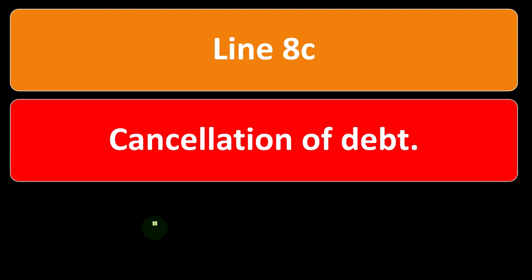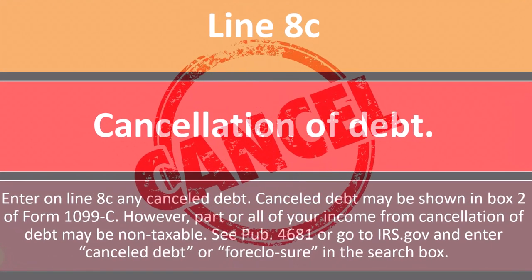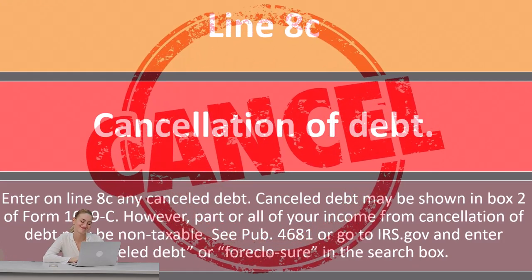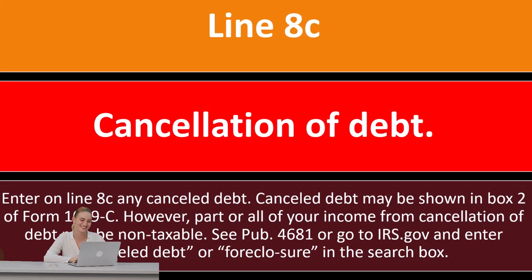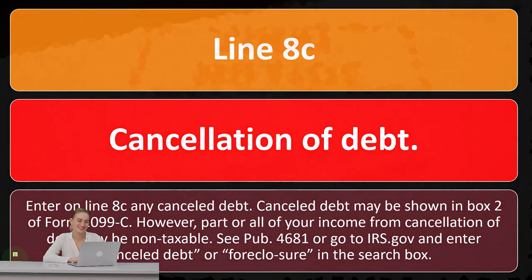Line 8C, cancellation of debt. Enter on line 8C any cancellation of debt. Canceled debt may be shown in box 2 of Form 1099-C. However, part or all of your income from cancellation of debt may be non-taxable. You can see Publication 4681 or go to irs.gov and enter canceled debt or foreclosure in the search box.